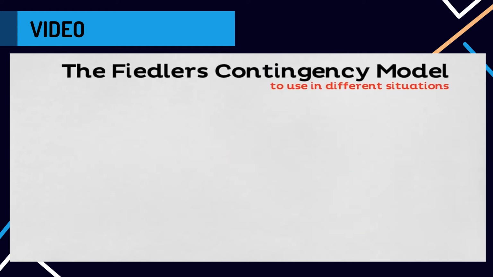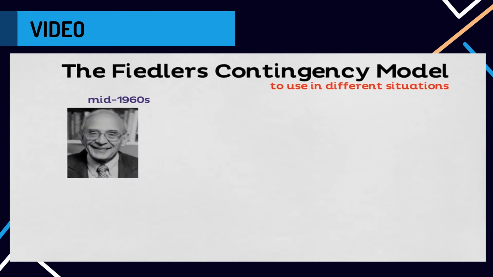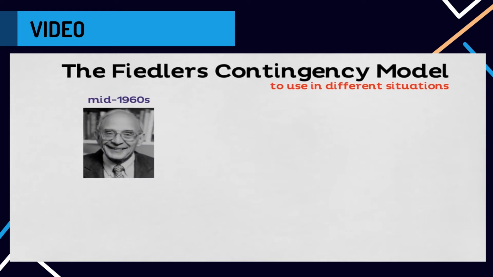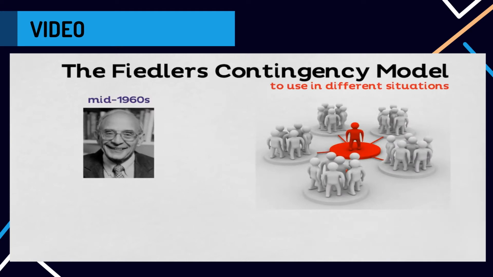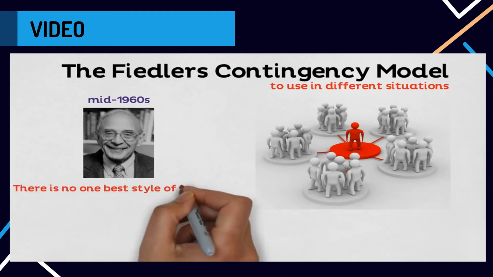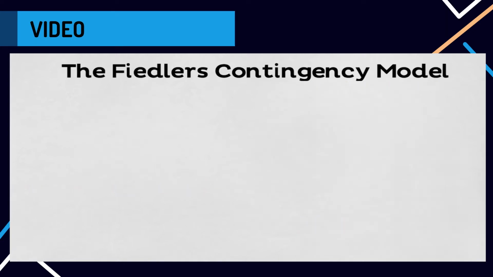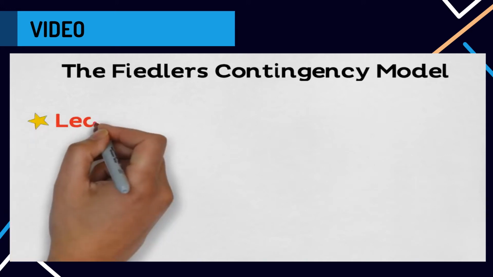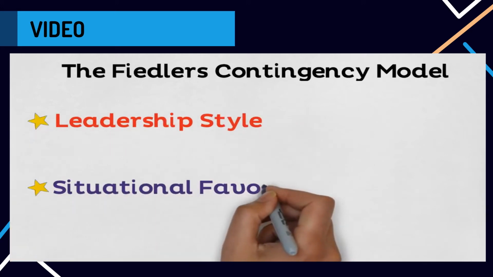The Fiedler's contingency model was created in mid-1960s by Fred Fiedler, a scientist who studied the personality and characteristics of leaders. The model states that there is no best style of leadership. Instead, a leader's effectiveness is based on the situation. This is the result of two factors: leadership style and situational favorableness.